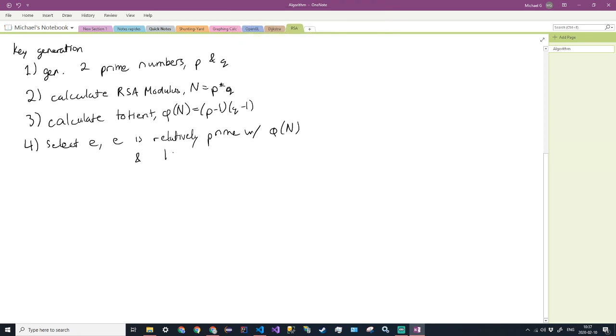And 1 is less than e, which is less than or equal to the totient. Just like that. All right, then the fifth step will be calculate d.